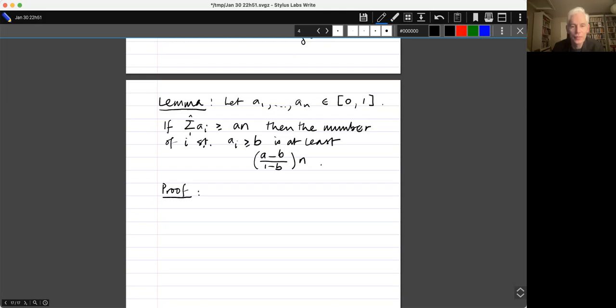So proof. Let G stand for good, not graph or anything like that. So G is the set of i such that ai is indeed greater than or equal to b.